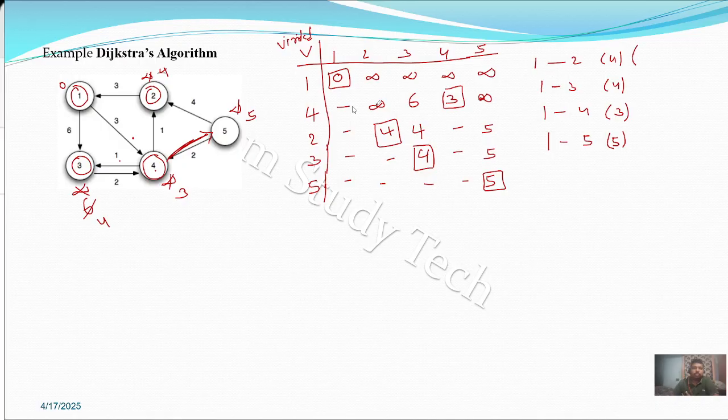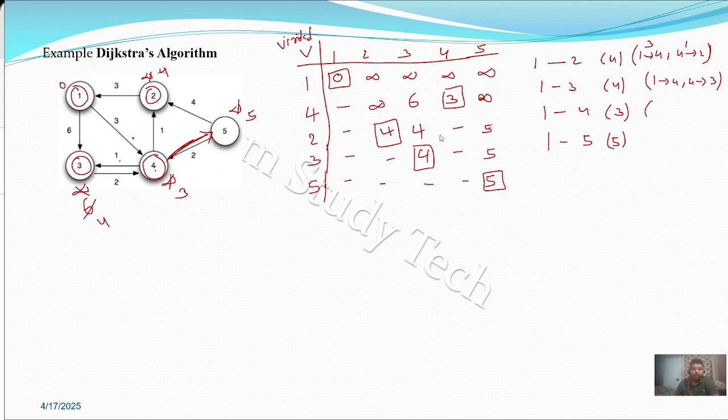1 to 2, there is no direct edge, but here it is 1 to 4 and 4 to 2. So 1 to 4 is 3 plus 1, that is 4. Here 3 and here 1, so that is 4. Next 1 to 3. Here 1 to 3 is 6, but here 1 to 4 and 4 to 3, so that is 3 plus 1, that is 4. So 1 to 4 and 4 to 3, that is the least cost.